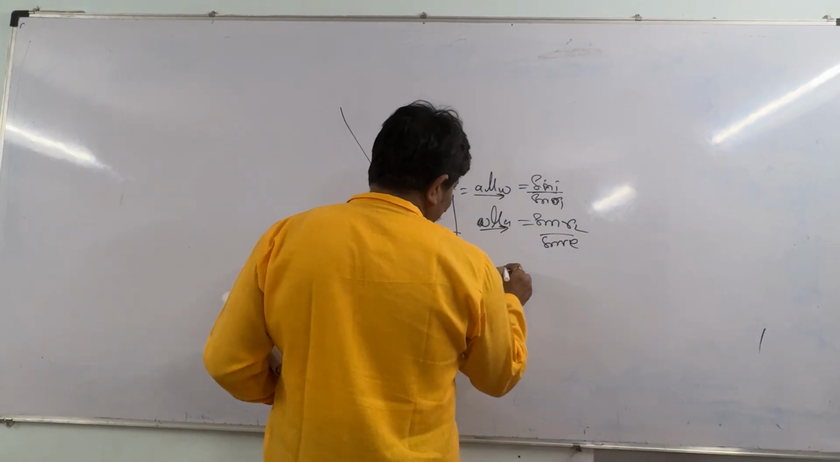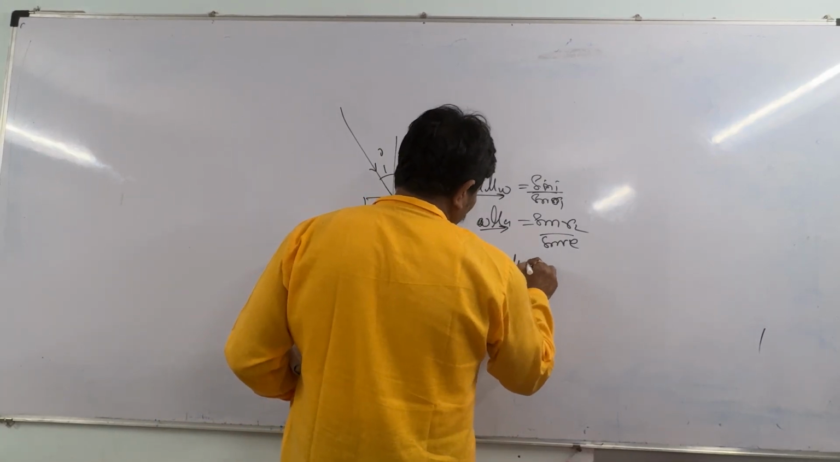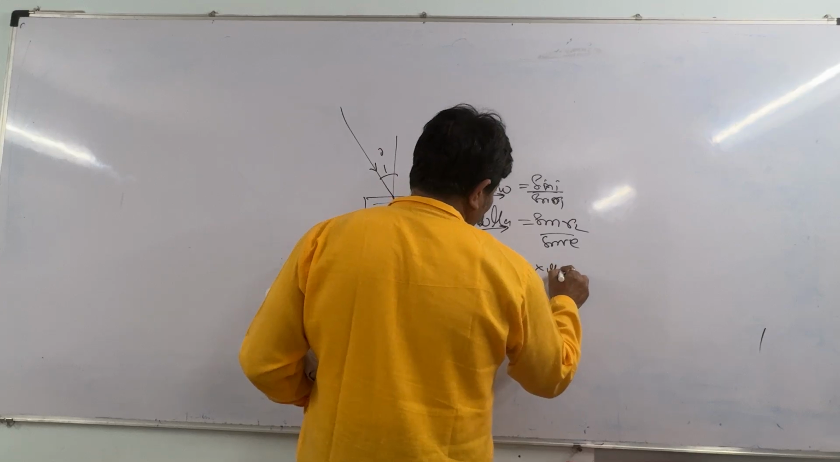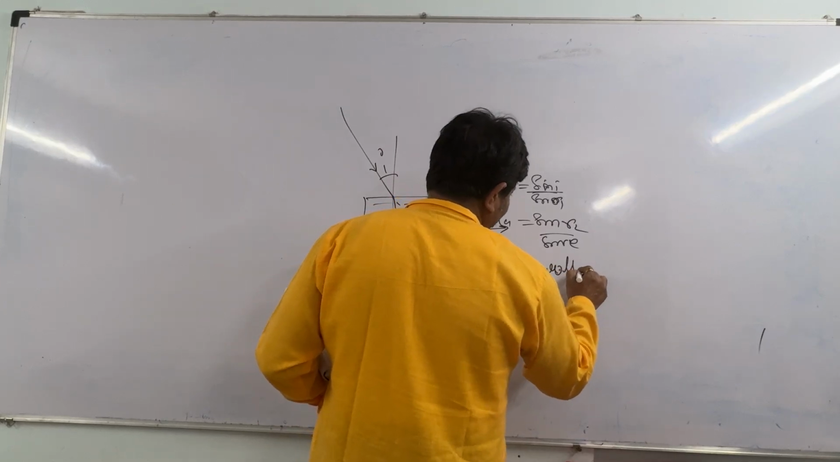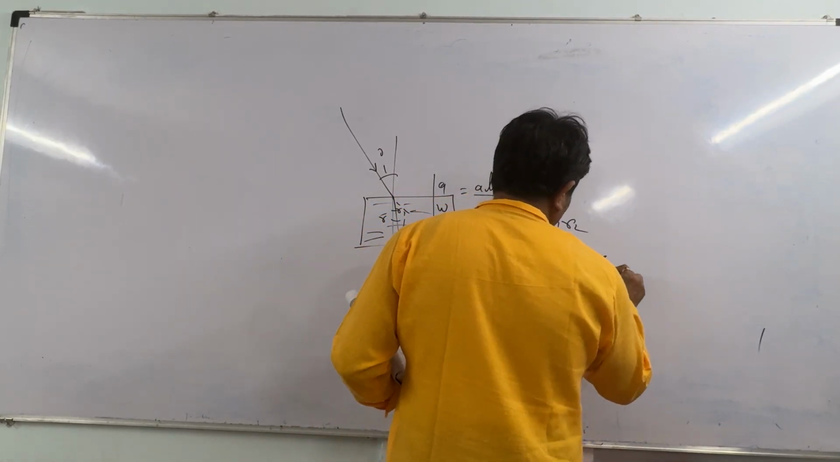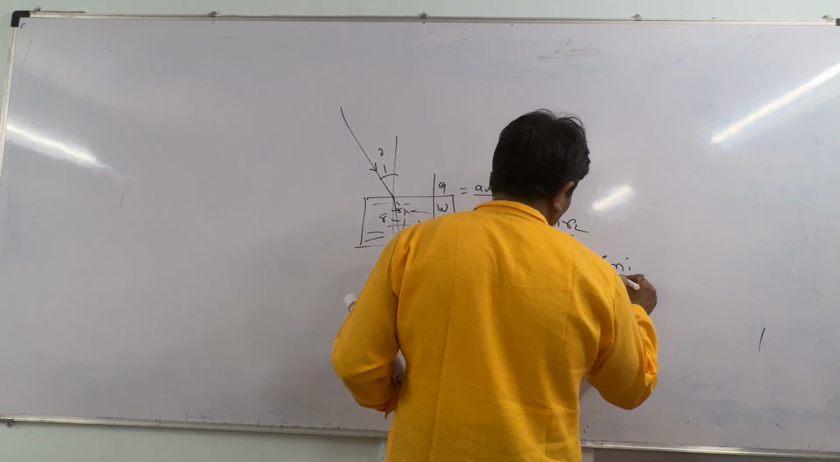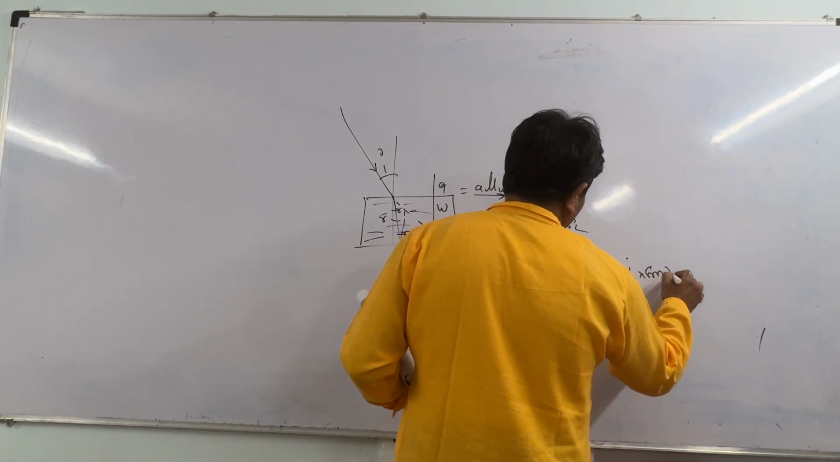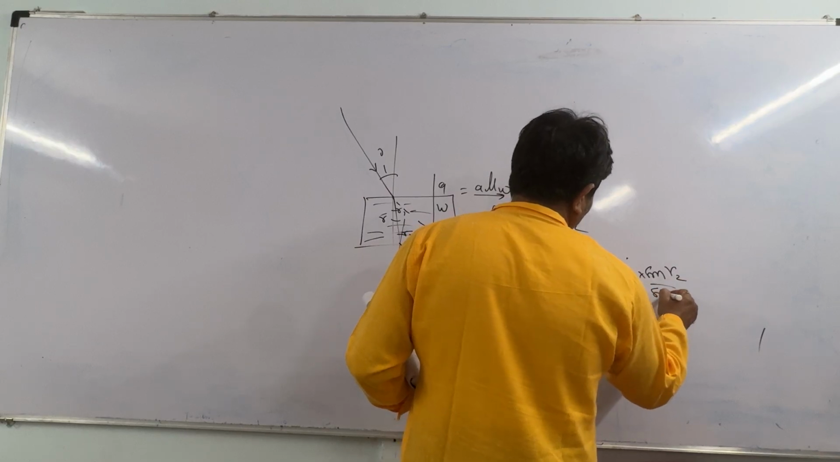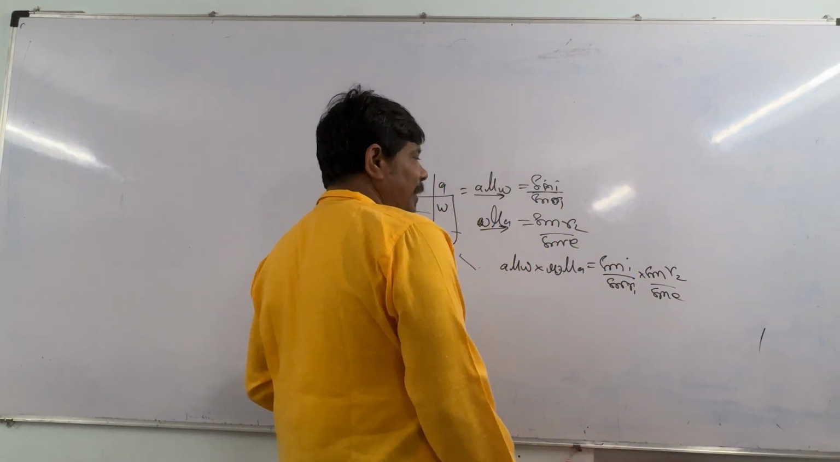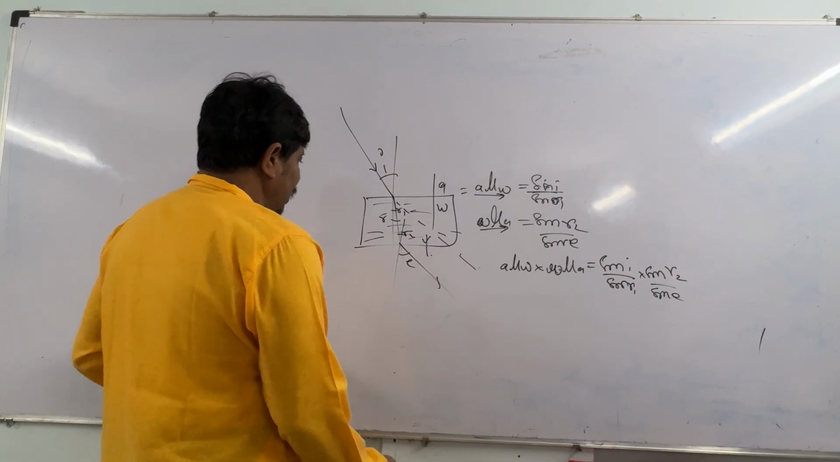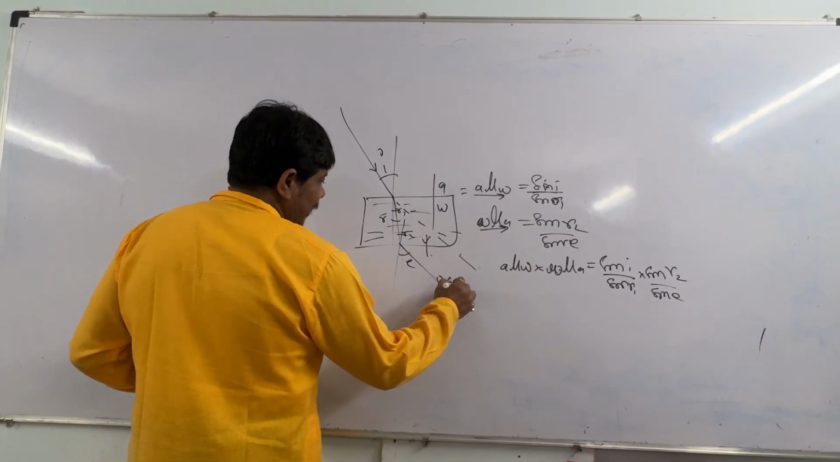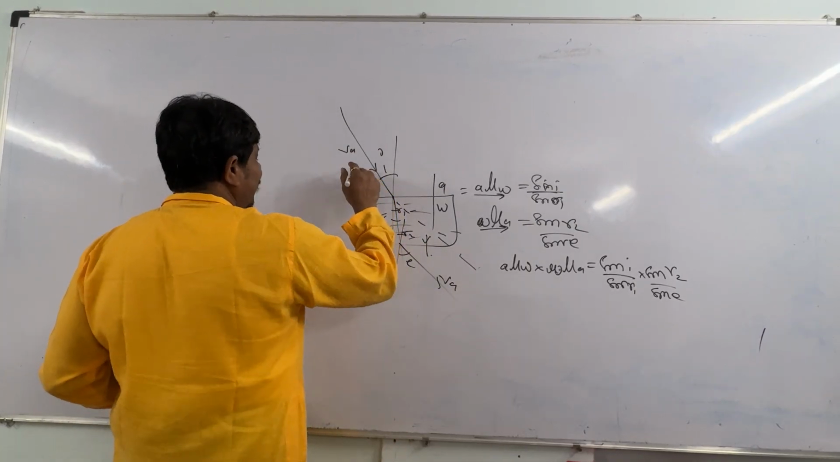So take the product of A mu W into W mu A, which is equal to sine of angle I upon sine of angle R1 into sine of angle R2 upon sine of angle E. E is the emergent angle. Here, this is the velocity of light in air, and this is the velocity of light in air.